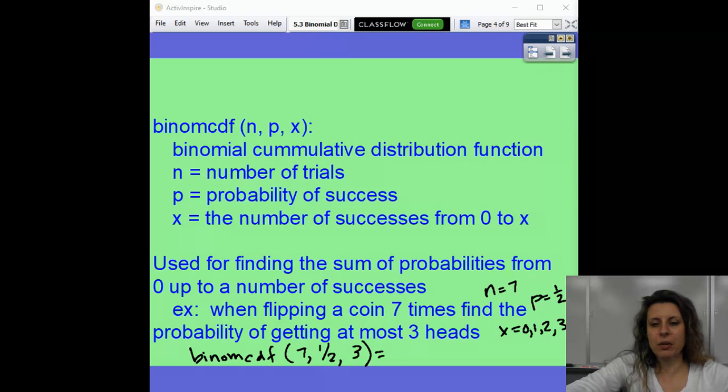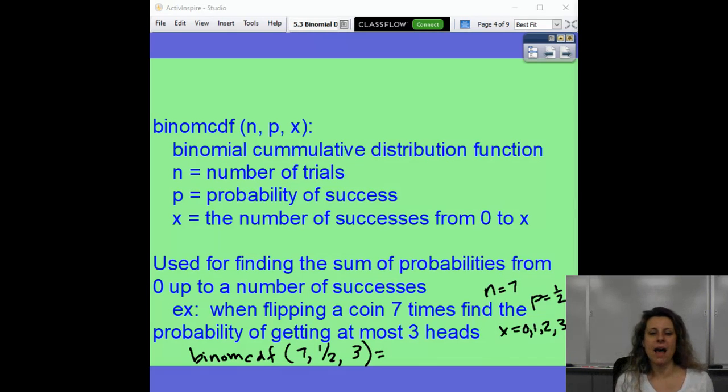And I always tend to put my probabilities in as decimals, but again, you could put it in as a fraction. So there it is on my screen. That's how you would type it in if you're not getting that menu. And that probability is 0.5.